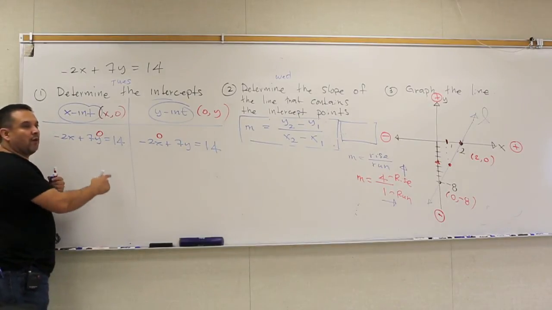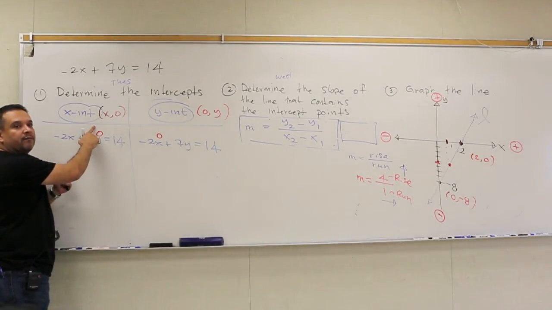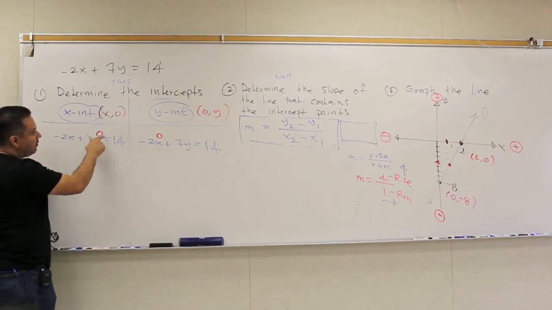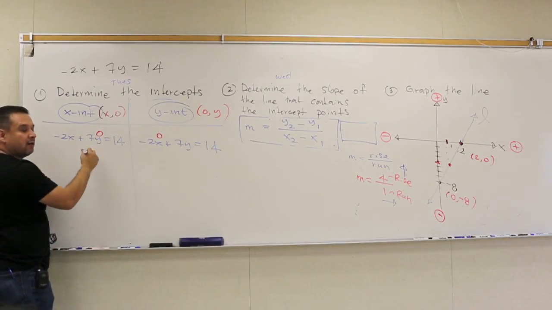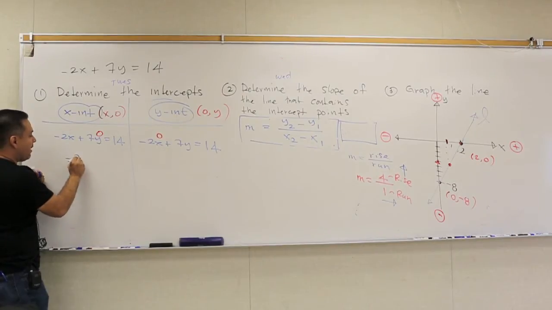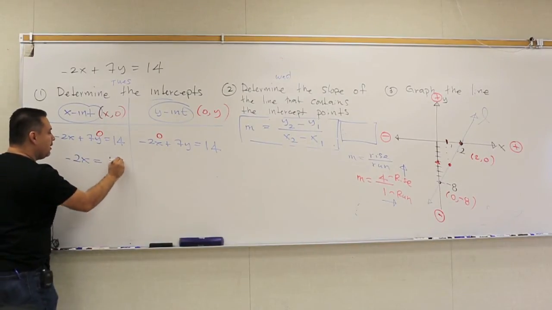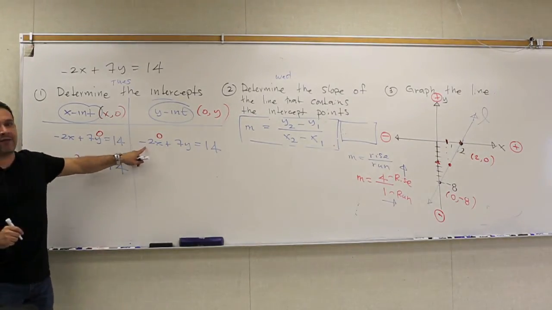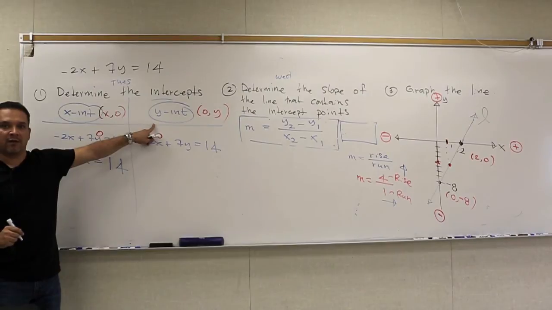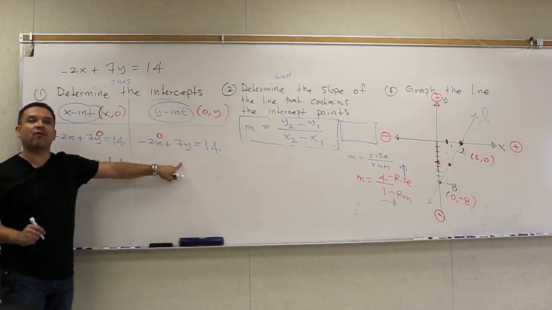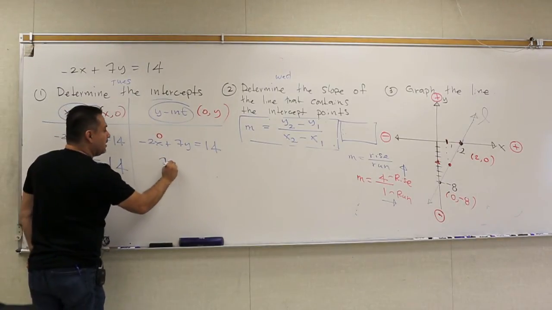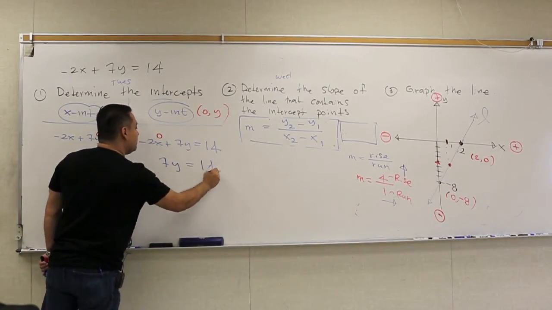Here we go. What's the effect of 7 times 0 anyway? Isn't that 0? So what's 0 plus anything? Itself. So this portion's really gone, isn't it? So pay attention to that. You really now have negative 2x equals 14. That's because of the effect of the 0. Similarly, negative 2 times 0 is also 0. 0 plus 7y is 7y. The point is that 0 makes this portion go away. And you get 7y is 14.